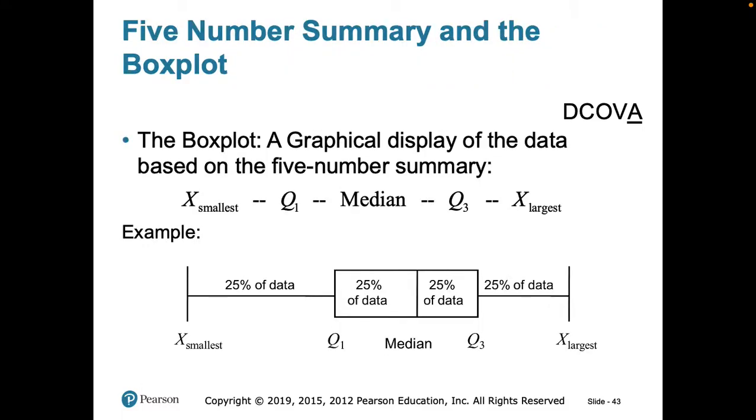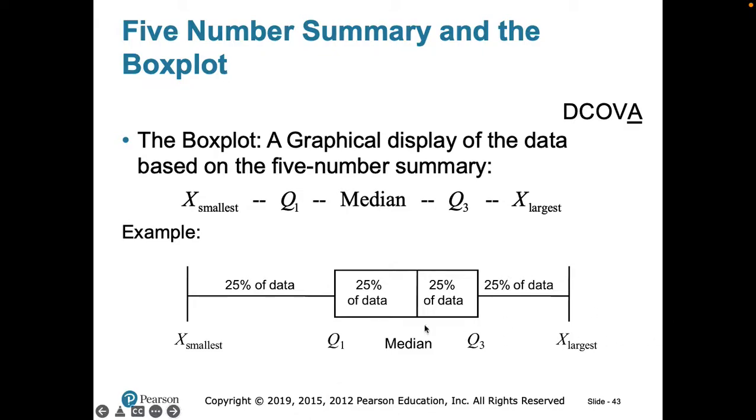Here is the 5-number summary and the box plot, right? Basically, what is a box plot to begin with? Let's talk about the box plot. A box plot is nothing but a graphical display of the data based on the 5-number summary. So remember the 5-number summary, right? You have your smallest value, you have your Q1, you have your median, which is your Q2, and then you have your Q3, and then you have your largest value.